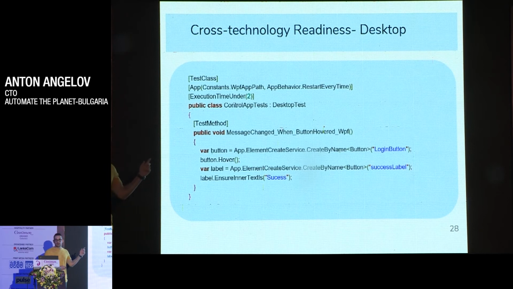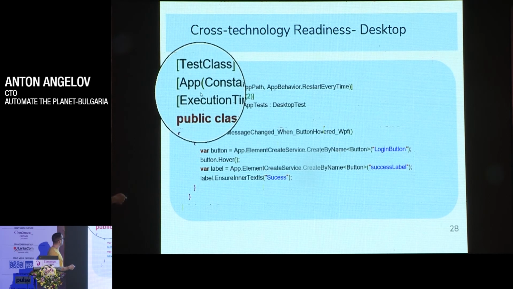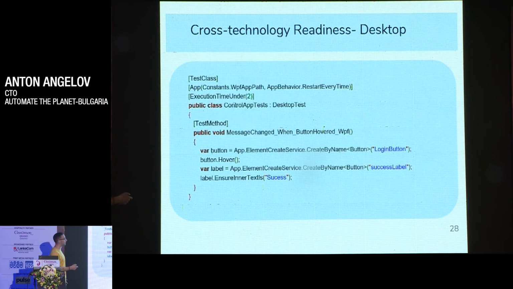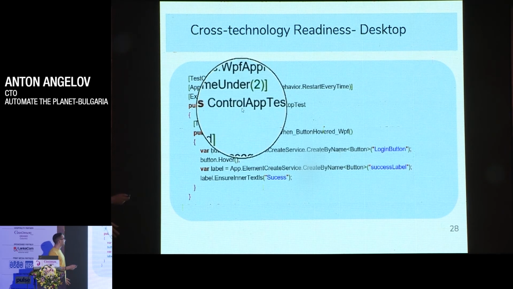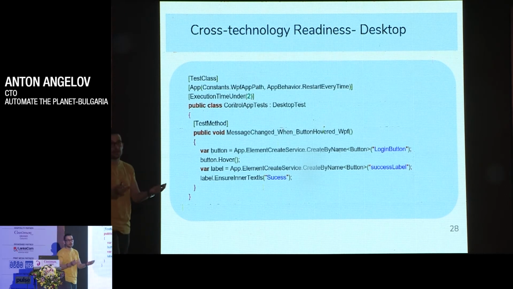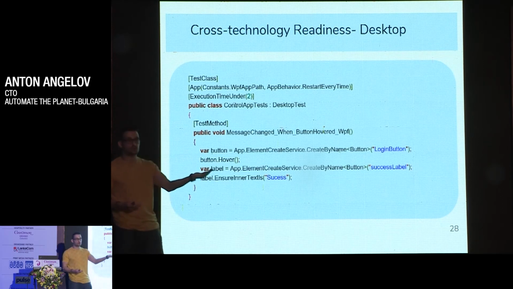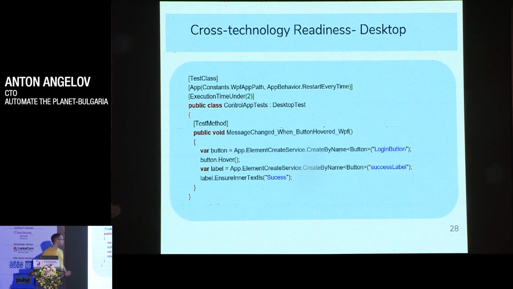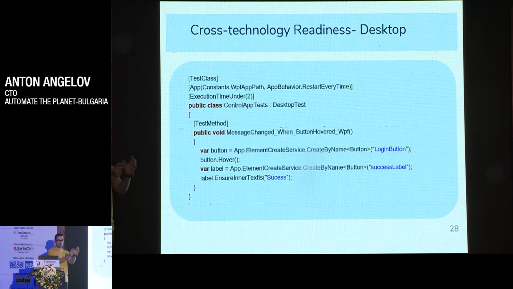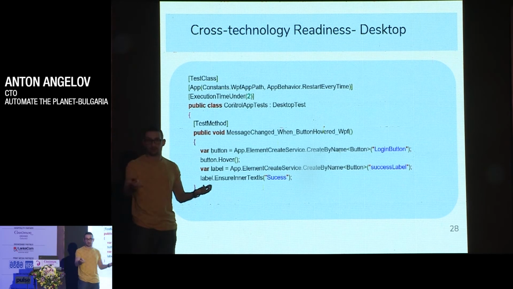Now, here you can see the same test, but for desktop, for a WPF or WinForms application. As you can see, the only difference here is that instead of using the browser attribute, we are using the app attribute, and here we mention the path to our desktop application. And then we have the same app behavior instead of browser behavior, but it's the same meaning, like whether the application will be restarted for each test or whether it will be reused, etc. And then again, you have this element create service to create the elements that you interact with on the screen.